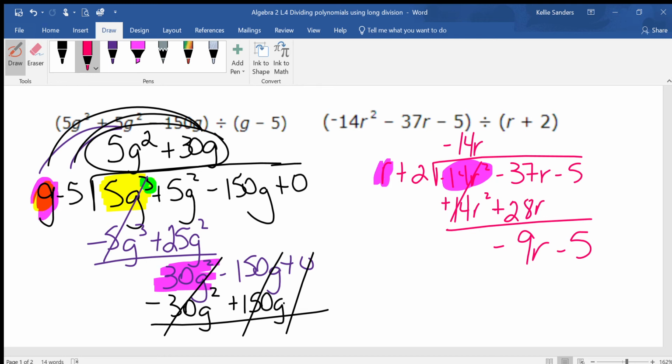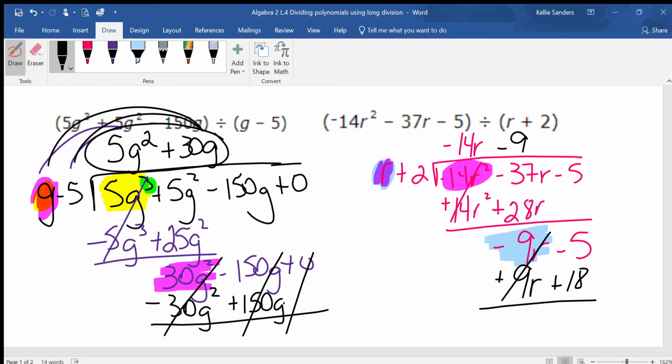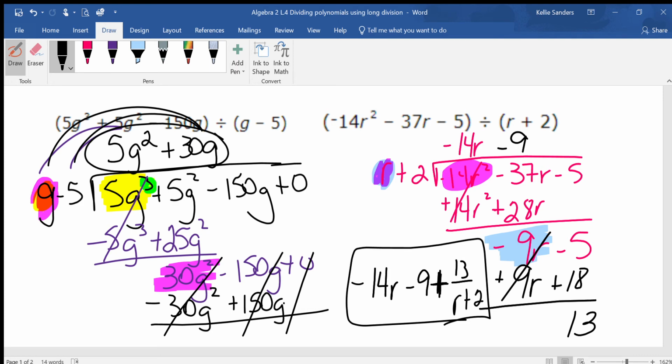I'm just checking my math on that one. Yeah. And then we do it again. This r with a negative 9r would be a negative 9. So negative 9r. Negative 9 times positive 2 is negative 18. Draw your line, change your signs, those go away. 18 minus 5 is 13, so 13 is your remainder. So what you're going to type in your box is negative 14r minus 9 plus, you need the plus sign, 13 over r plus 2.